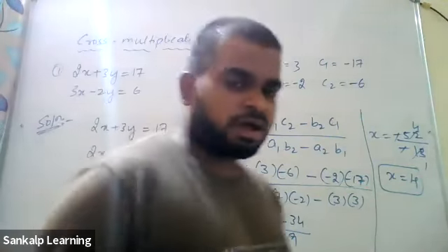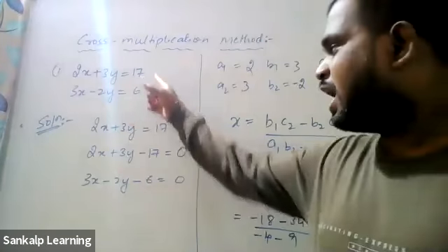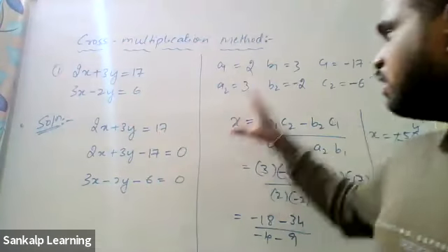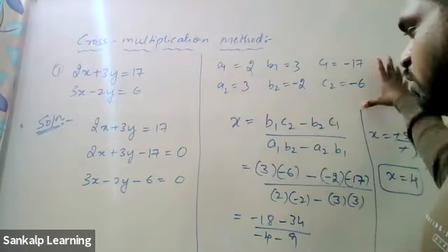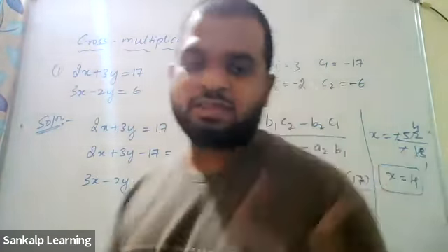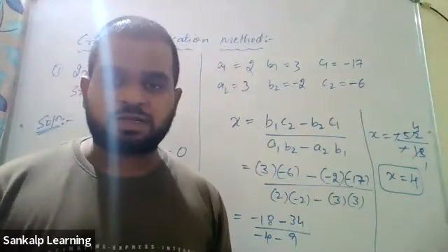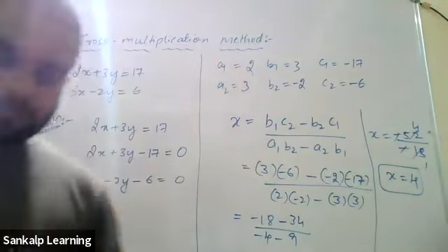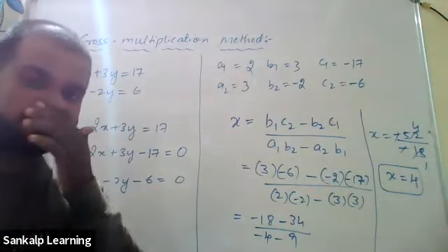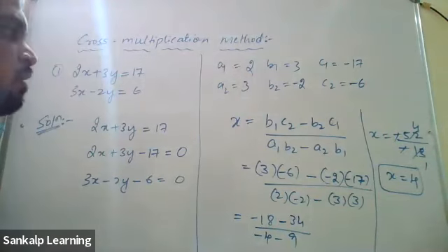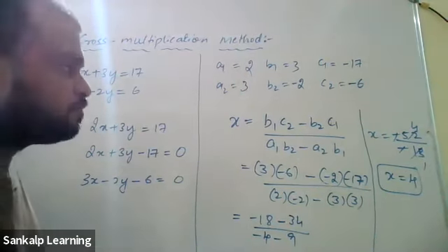It's very simple, right? Only three conditions: RHS should be 0, and find A1, B1, C1, A2, B2, C2. Take the formulas, substitute and do it. That's it. Very easy. I'm not going to do many problems, just 1 or 2. Let's move quickly to the next exercise.